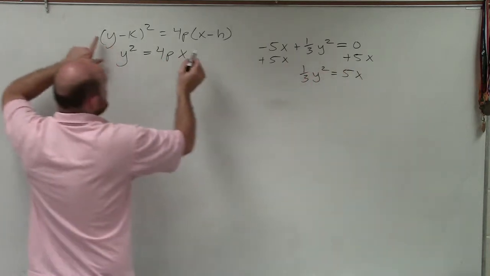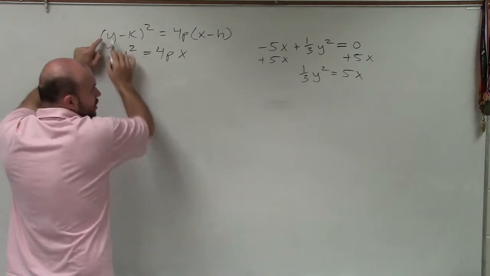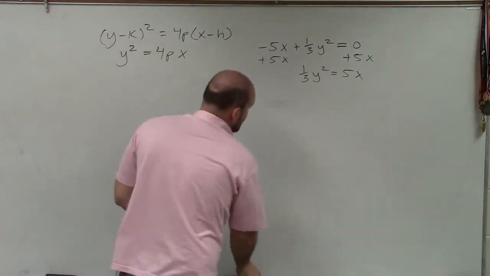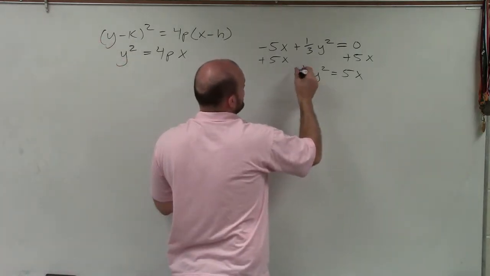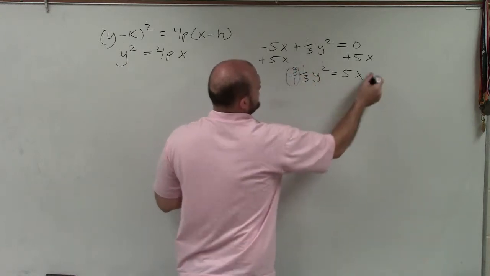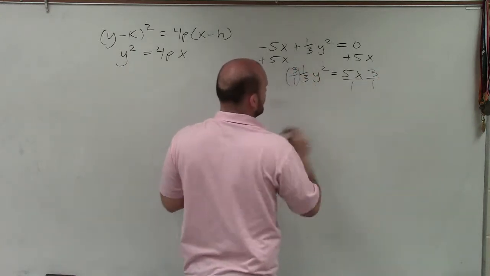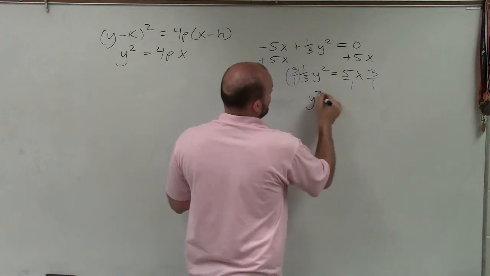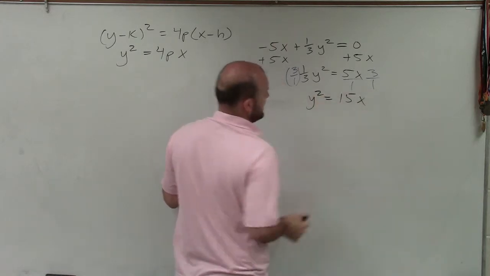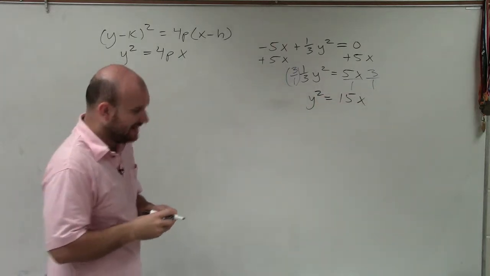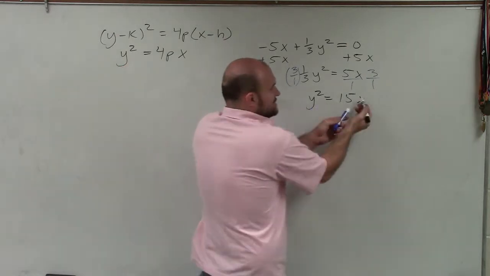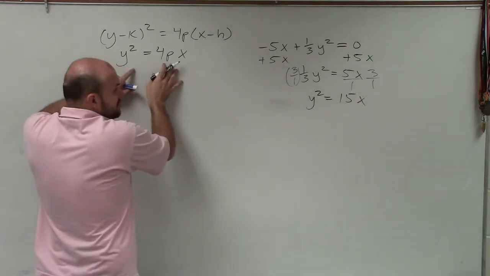Now, notice about both these standard equations, there's no coefficient in front of the y squared. So I want to get rid of that 1/3. I'll multiply by the reciprocal, which would be 3 over 1. Therefore, I have y squared equals 15x. All right? And again, you can see that there's no h and k in this example.